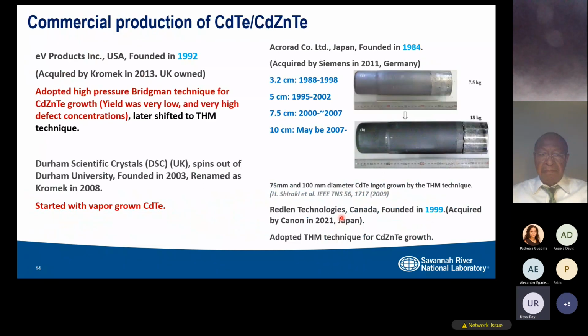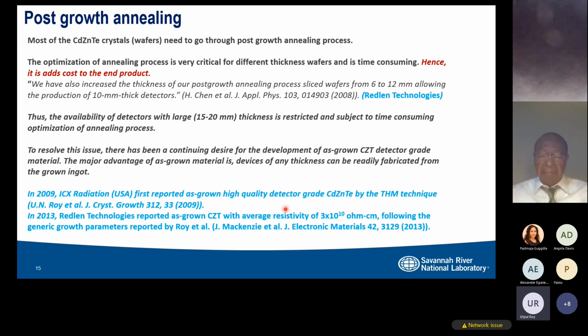Now there is another problem here. Once you grow the crystals by the traveling heater method, the as-grown material does not really work as a detector material. So they have to go for post-growth annealing. They cut wafers and put them in the furnace for a long time, annealing at different cadmium pressure or tellurium pressure, whatever it is, we do not know. That is the industry's secret.